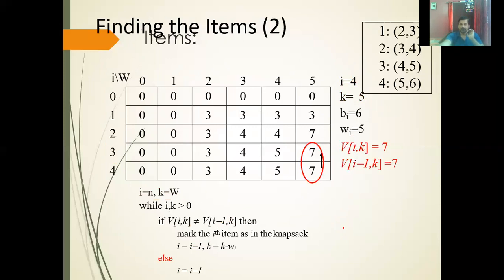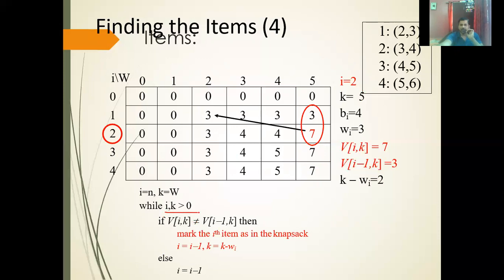Done. Correct? I value should be decremented. 3 it becomes. Again, i and k greater than 0. Yes. V of i,k is 3 comma 5. This is the one. And 3 minus 1, 2 comma 5. This is the one. Compare these two. Both are equal. If they are equal, I got the same value from here. This field has been updated from this, right? So no change. That means I did not consider this item i. So decrement your i by 1. From 3, it becomes 2.